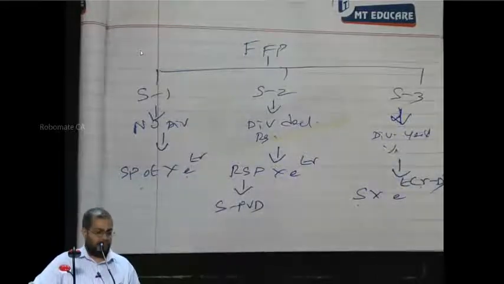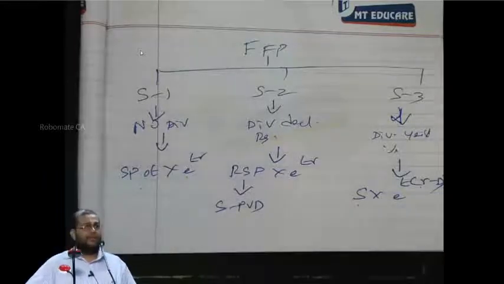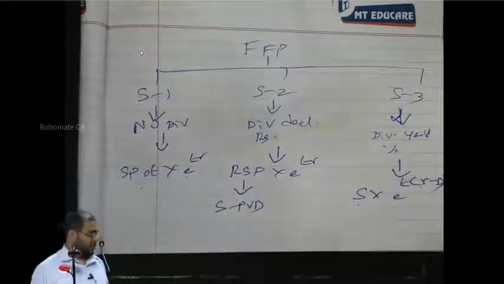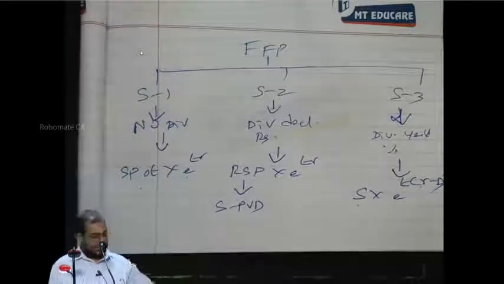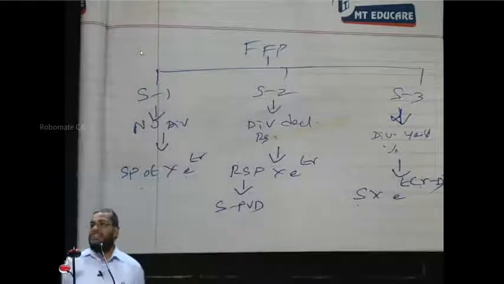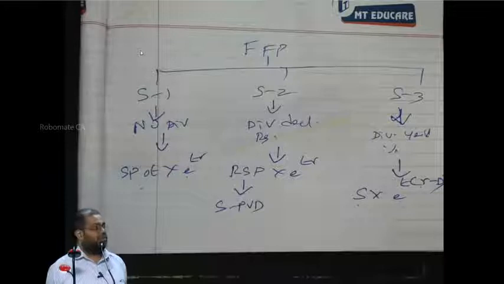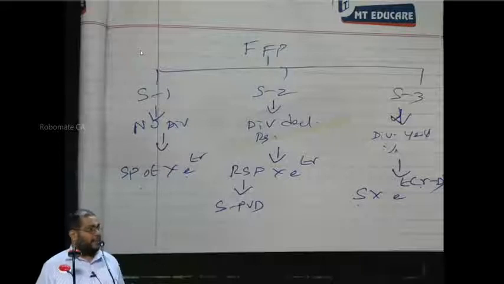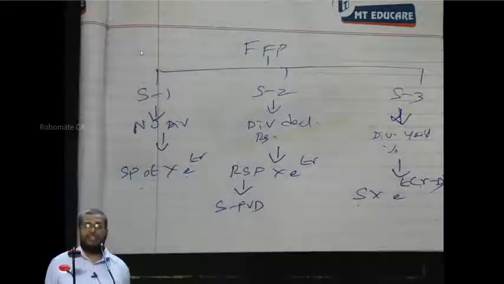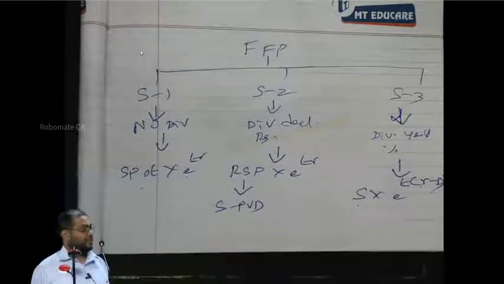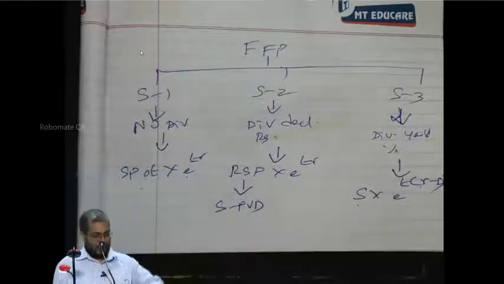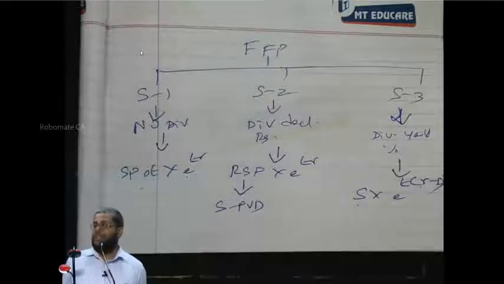Point number 2. There can be 3 situations in determining fair futures price. Branch it into 3: Situation 1, Situation 2 and Situation 3.